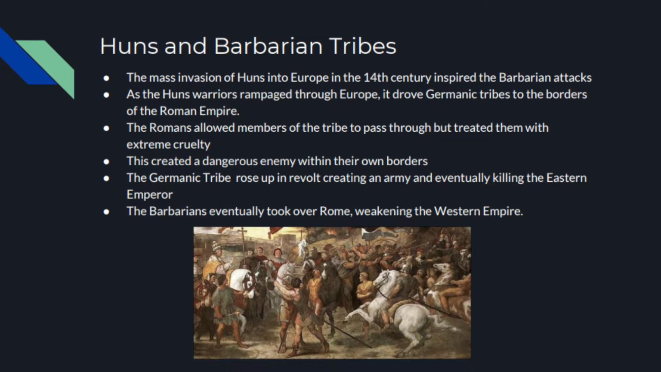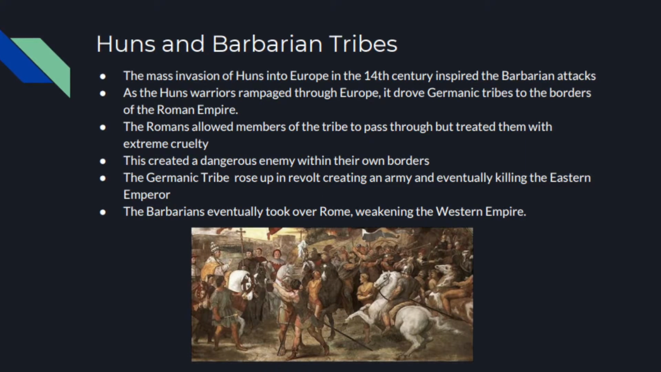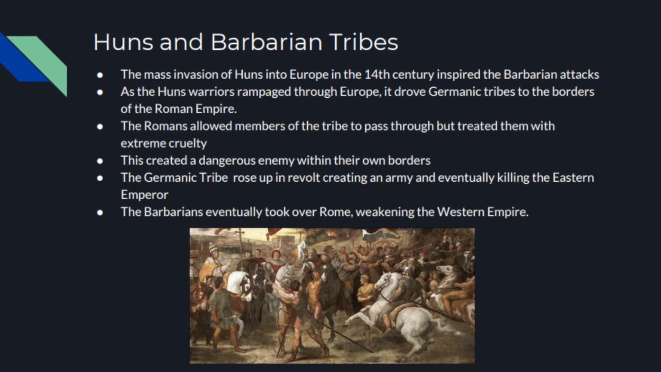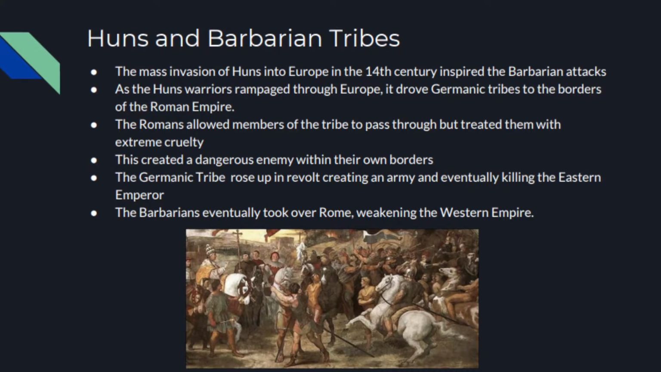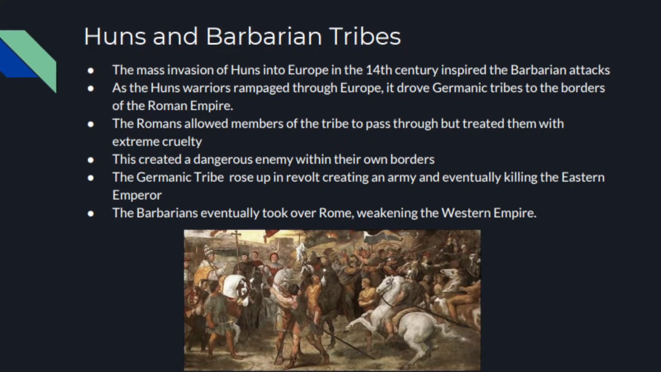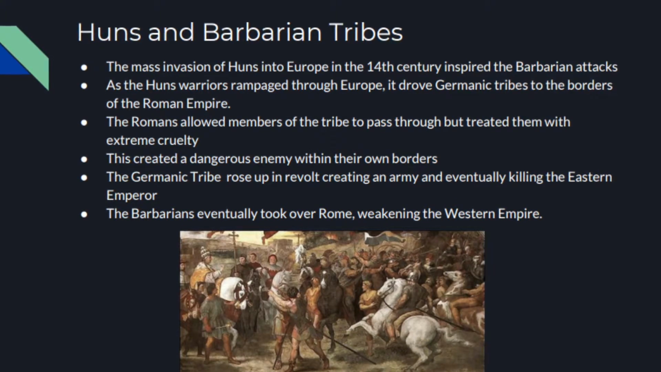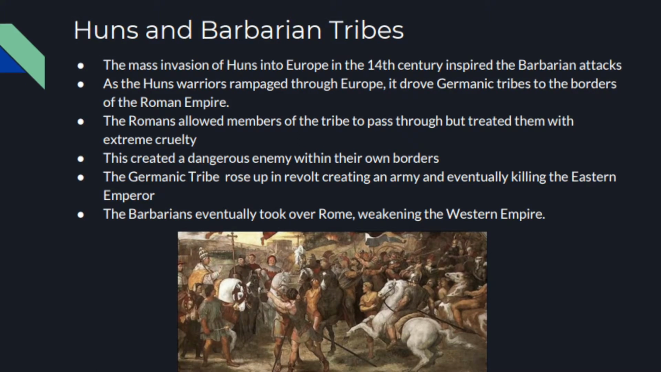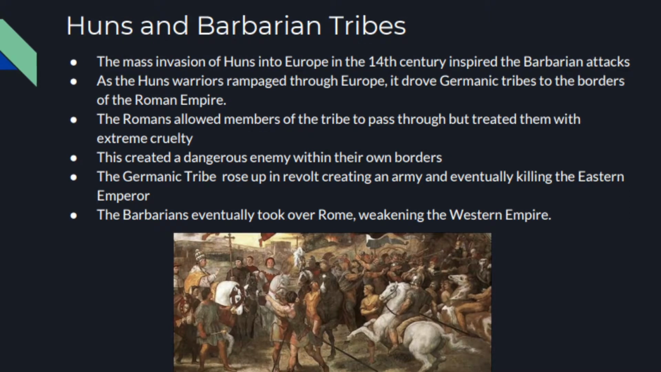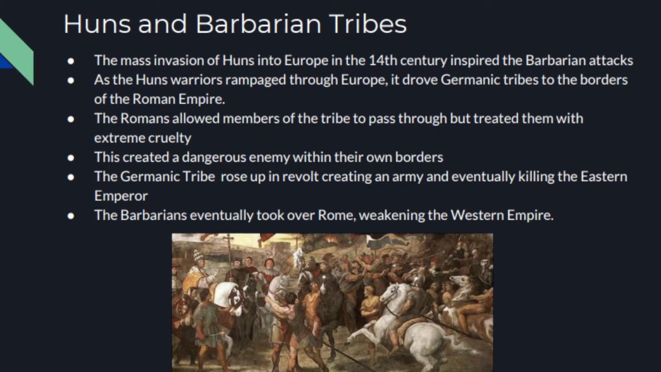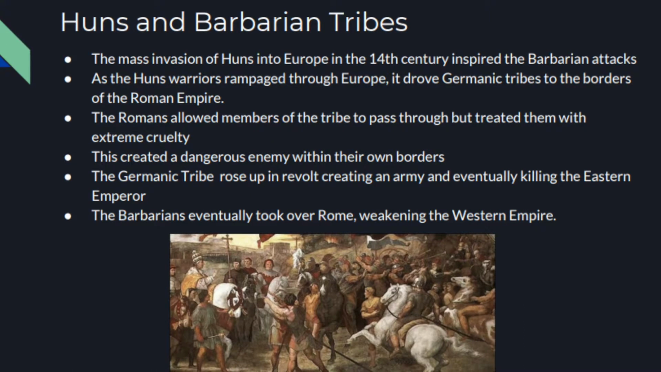Huns and barbarian tribes. The mass invasion of Huns into Europe in the 4th century inspired the barbarian attacks. As the Hun warriors rampaged through Europe, it drove Germanic tribes to the borders of the Roman Empire. The Romans allowed members of the tribe to pass through, but treated them with extreme cruelty. This created a dangerous enemy within their own borders. The Germanic tribe rose up in revolt, creating an army and eventually killing the Eastern Emperor. The barbarians eventually took over Rome, weakening the Western Empire.